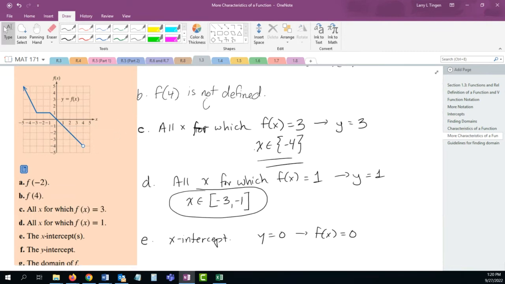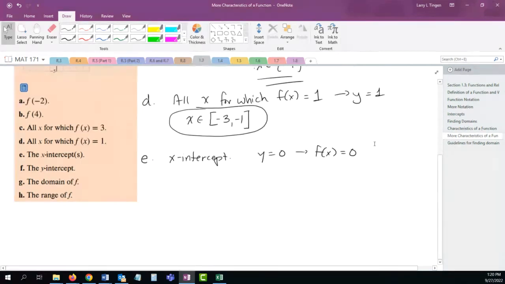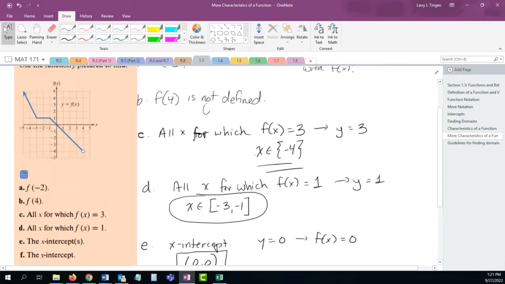Okay? So the origin is a point, and it is the point 0, 0. Notice I don't have x as an element of or y as an element of. I just have an ordered pair. Okay? So that's my x-intercept. You're only ever going to have one of those, or sorry, the y-intercept, you're only going to have one of.